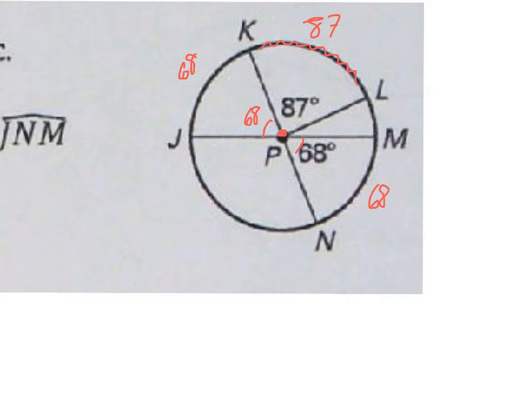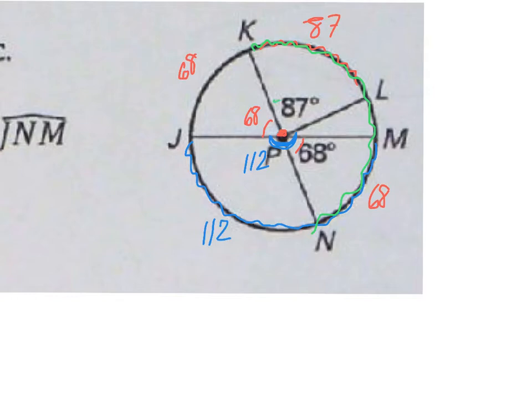All right, moving on from that, I also noticed that JM is a semicircle. This right here is a straight angle. So therefore I know that these two have to add up to 180, which makes this central angle 112. So this arc is 112. And I can use the same idea for arc KN.